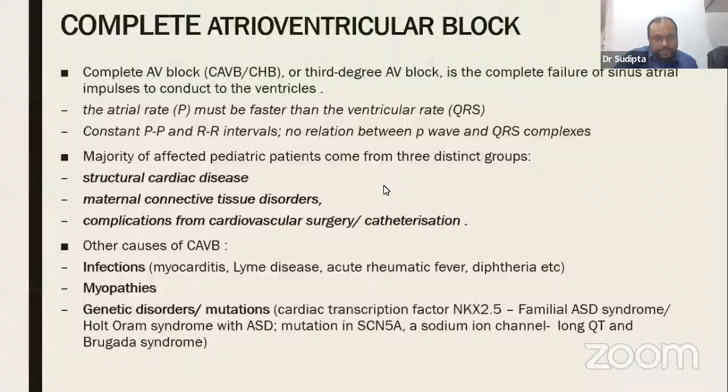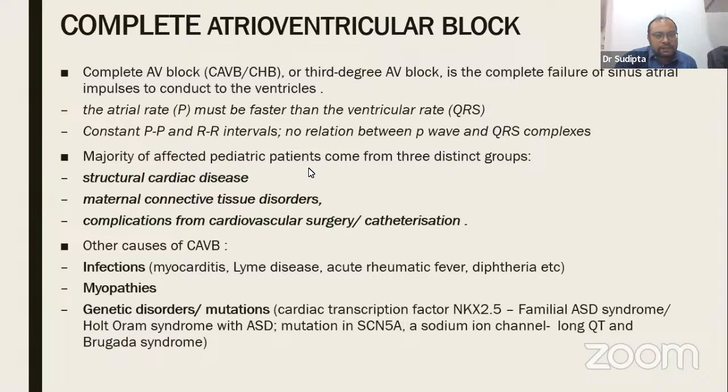So the next is complete AV block or third degree AV block, which is the complete failure of the sinus atrial impulses to conduct to the ventricles. And here the atrial rate must be faster than the ventricular rate, and there will not be any relation between the P wave and the QRS complex.